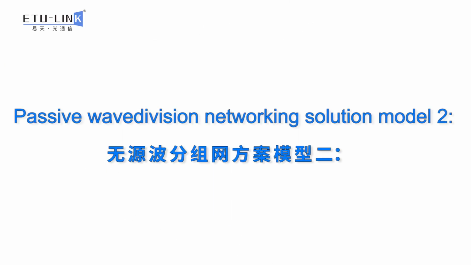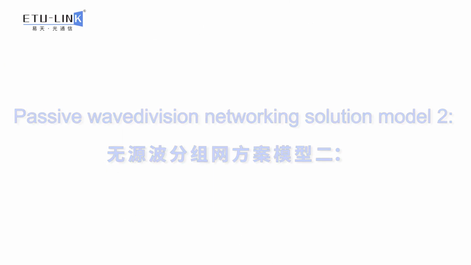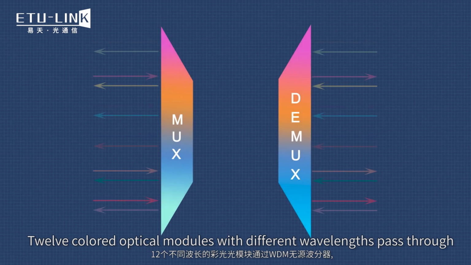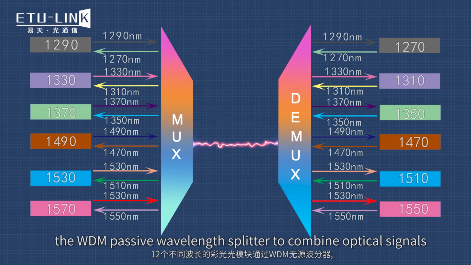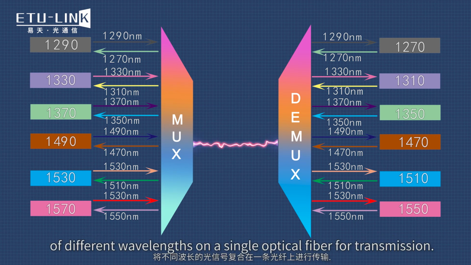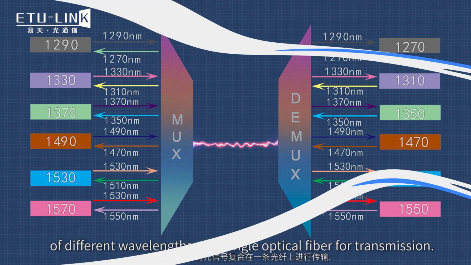Passive Wave Division Networking Solution Model 2. 12 colored optical modules with different wavelengths pass through the WDM passive wavelength splitter to combine optical signals of different wavelengths on a single optical fiber for transmission.